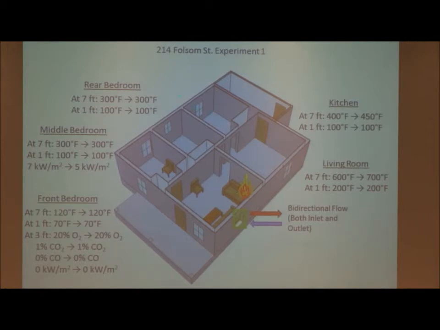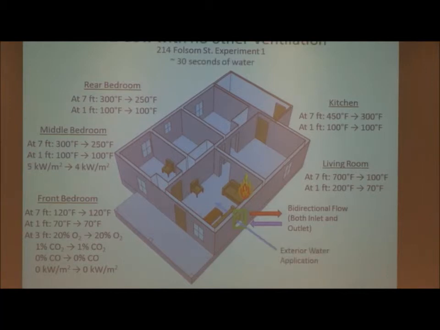If we were to break this bedroom window, what would happen? We would pull heat through the house toward that room. This bedroom right here that's adjacent to the fire room, this door is closed. It's just the interior door that was on the house when we got there. We closed that door, and you can see that front bedroom at the ceiling sitting at 120 degrees. 1 foot above the floor at 70 degrees. We've got 20% oxygen, 1% CO2, no CO at 4 feet above the floor, and no heat flux.